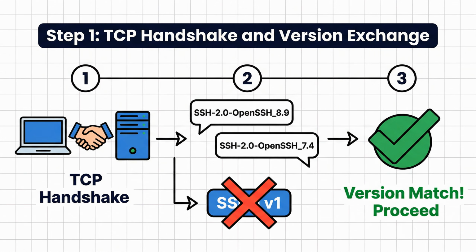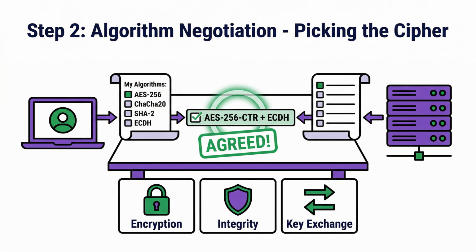Yes? Perfect. Let's continue. Step 2 is algorithm negotiation. This is where the client and server agree on exactly how they're going to encrypt your data. They send each other lists of supported algorithms, things like AES 256 for encryption, SHA-2 for data integrity verification, and Diffie-Hellman or ECDH for key exchange. They pick the strongest algorithm both sides support. It's like two people deciding how to communicate securely. Do we use code A, code B, or code C? They pick the best one they both know. This negotiation happens automatically, right at the start of every connection, before any data is transmitted.